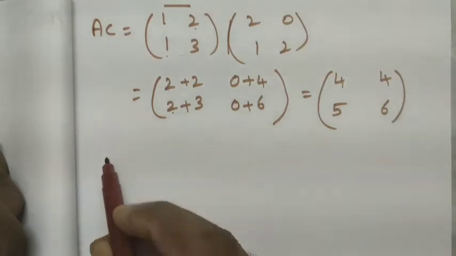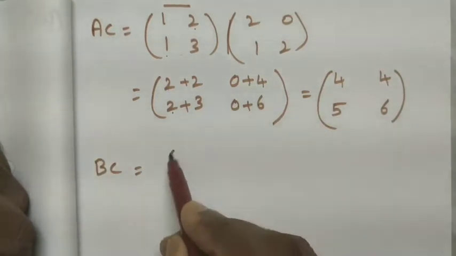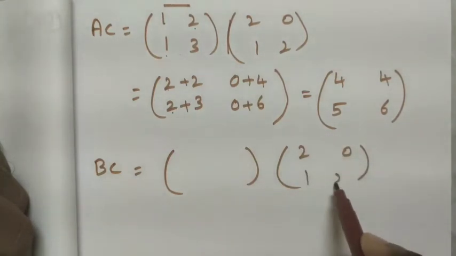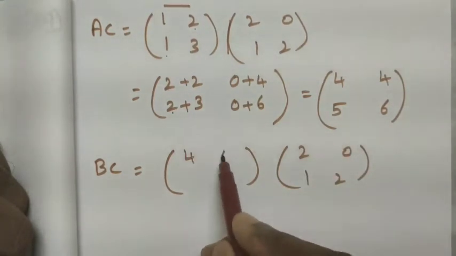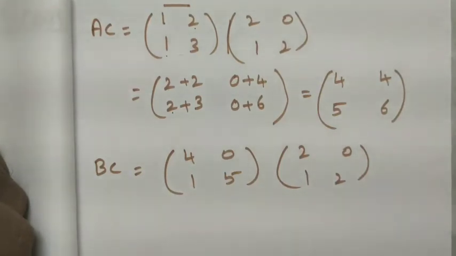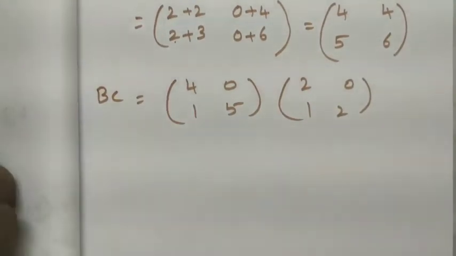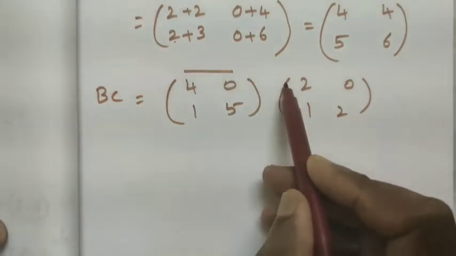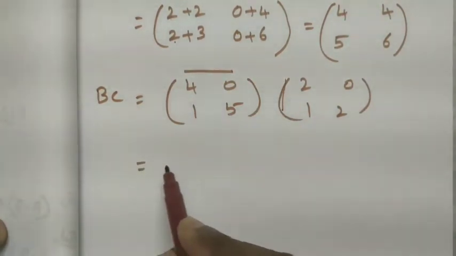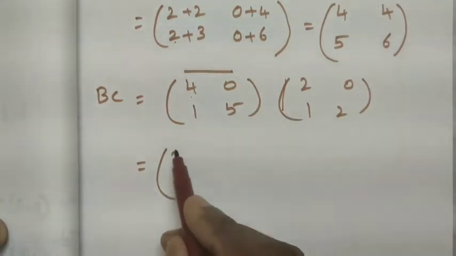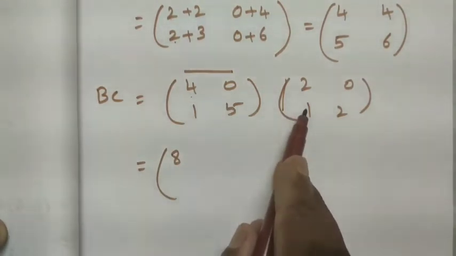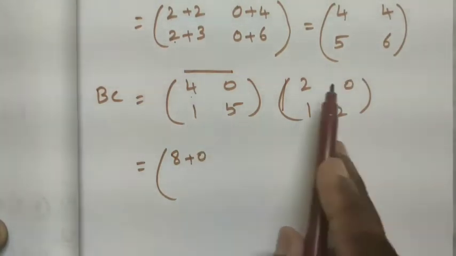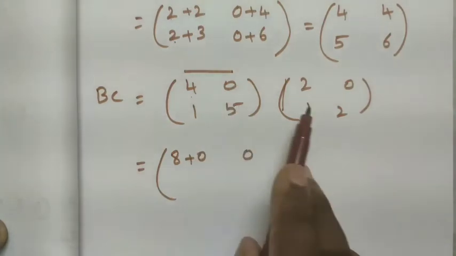Now we want to find out BC. So the matrix B into the matrix C. The matrix C is 2 0 1 2. The matrix B is 4 0 1 5. Again we want to multiply the same way. First row with first column. 4 2s are 8. 0 into 1 is 0. First row with second column. 4 into 0 is 0. 0 into 2 is 0.